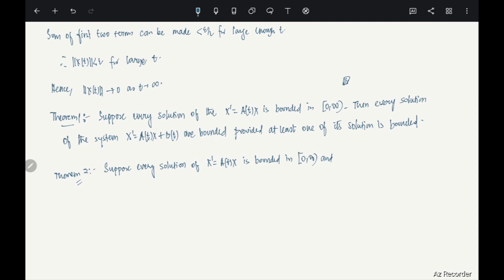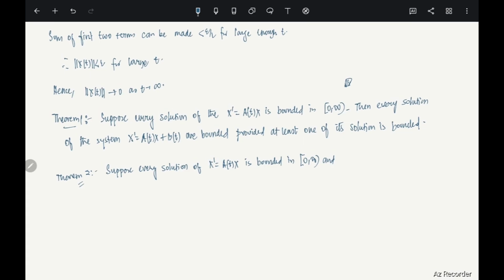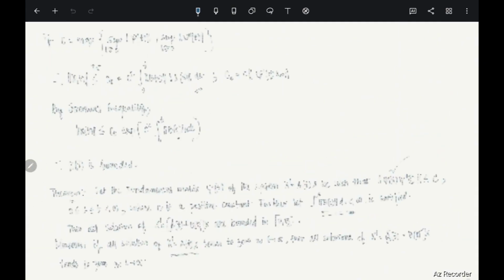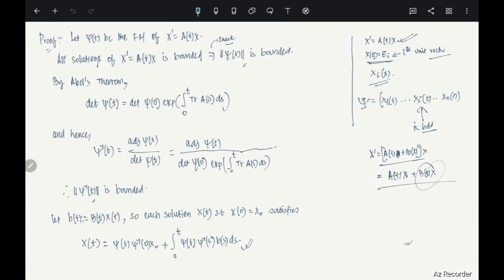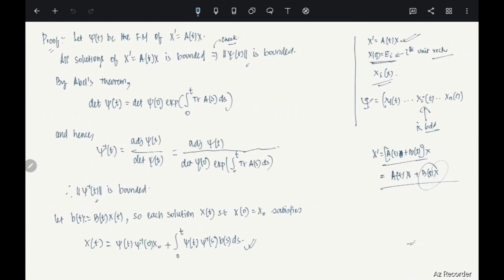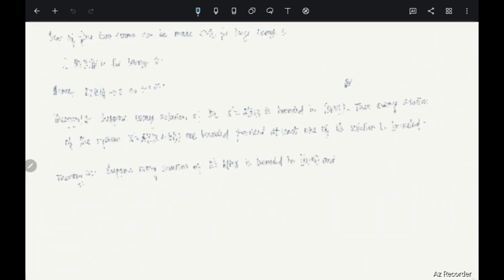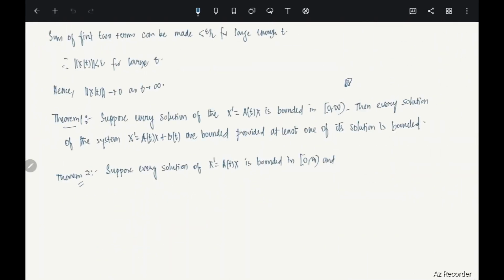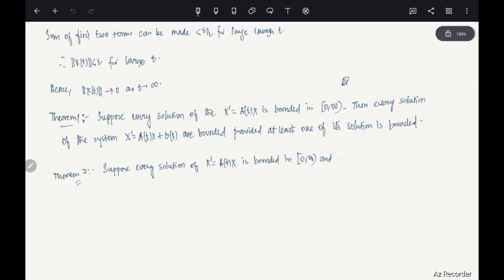Where is it? Where did I write it? The trace thing, where is that trace thing? I wrote that condition. One second. The trace condition I wrote somewhere. This one. So let's just call that condition star. This is a trace condition, and the star is satisfied.